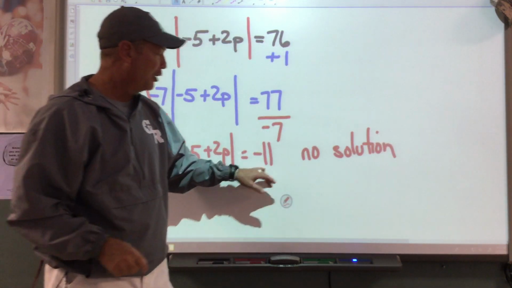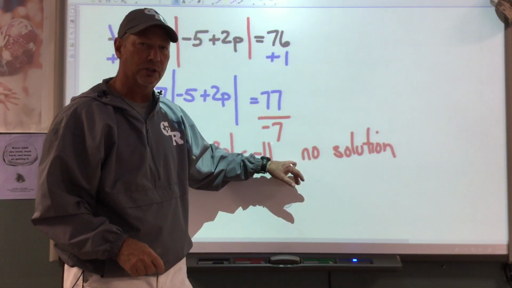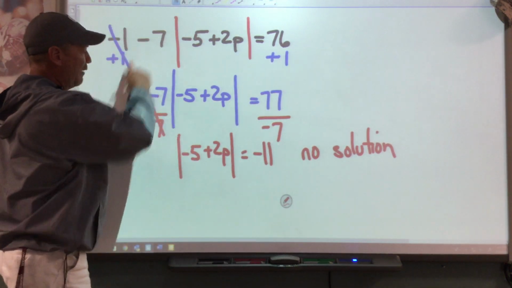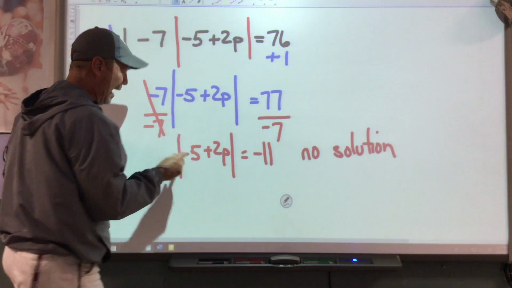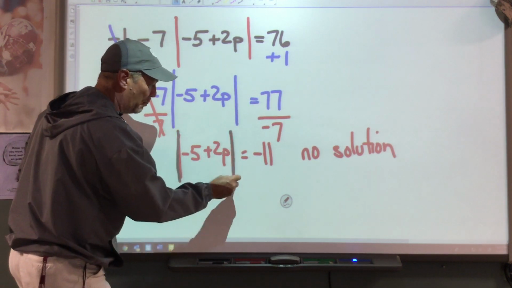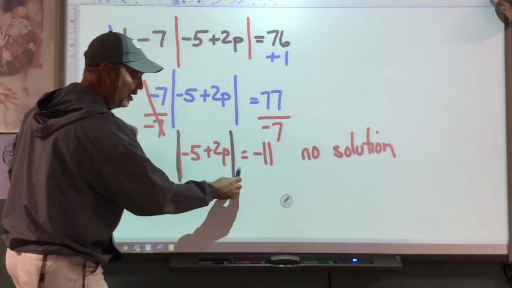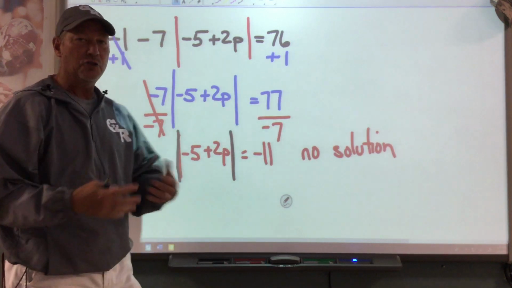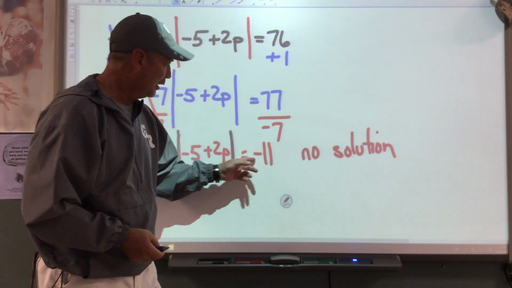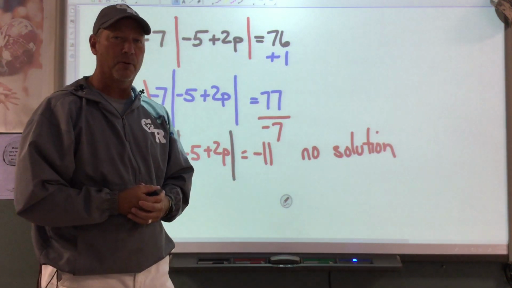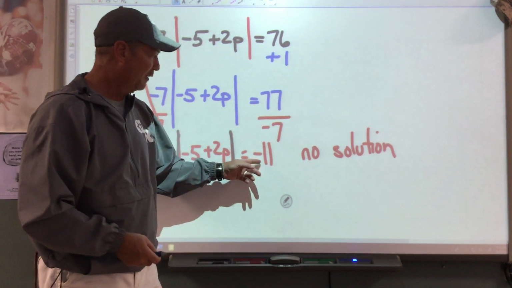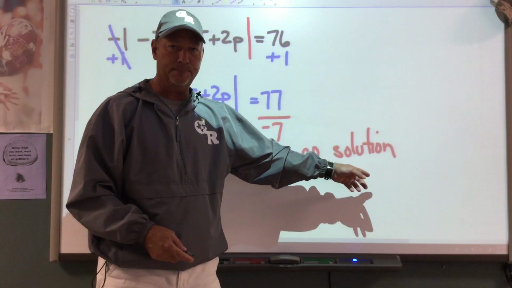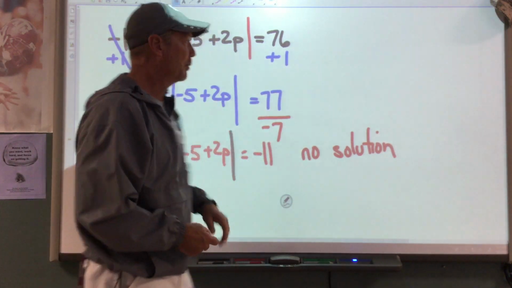But before you make your decision on your no solution, you move everything that's in front or in back, but you have to get your absolute value by itself to where there's nothing in the front or nothing in the back, and then you make the decision: is it equal to a positive or negative number? If this is positive, you work it two ways. If it's negative, you stop and say no solution. Let's try another problem.